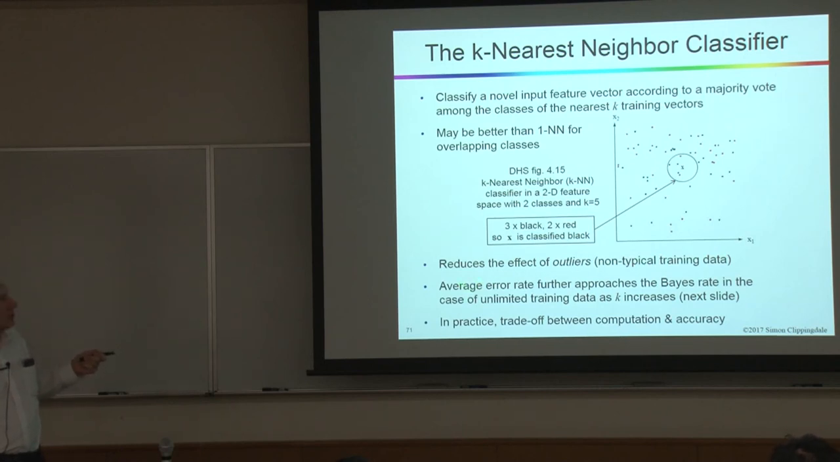Another consequence is that the average error rate can further approach the Bayes rate, provided that we have a lot of training data and take a majority vote among enough samples. In practice, this is a trade-off, as these things usually are, between computation and accuracy.